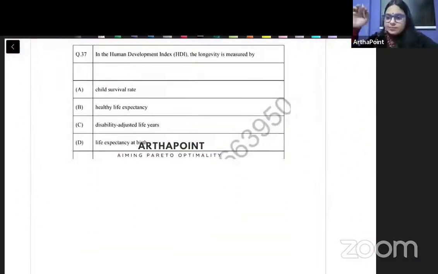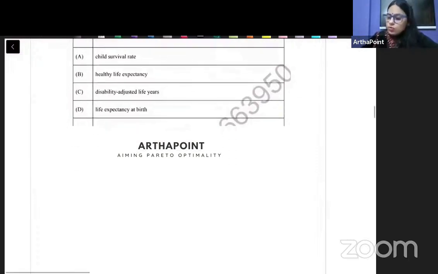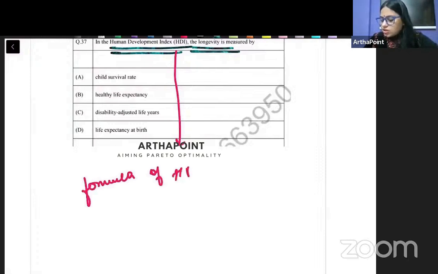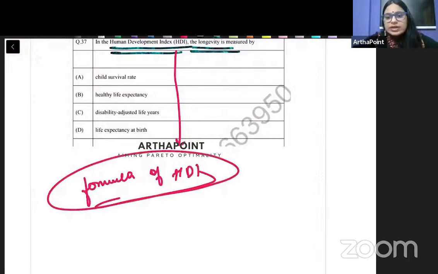Question number 37. In the Human Development Index, longevity is measured by... So everybody must know the formula of HDI. बहुत important है. It can definitely be asked in exam. Everyone has to remember this, right? I think this year in exam, they can give you a numerical on HDI. So you need to go ahead and do this numerical very well.